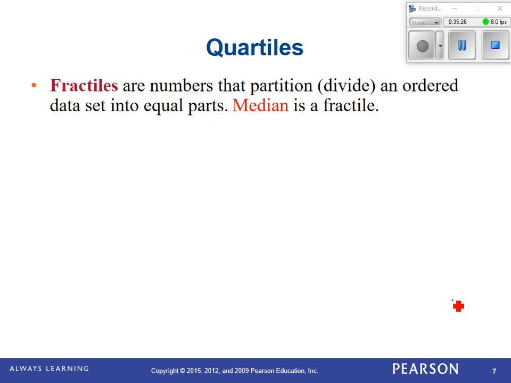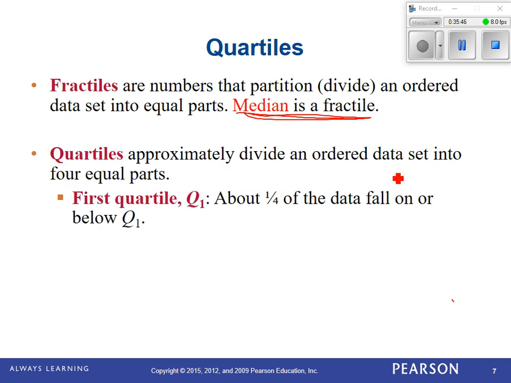Fractiles, if I can get rid of some of this. Fractiles are numbers that partition or divide an ordered data set into equal parts. Median is a fractile. We've already dealt with that. Median's right in the middle. It takes the set of data and it splits it up into parts.